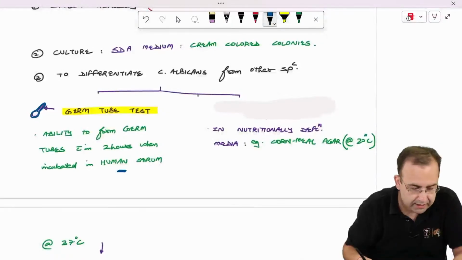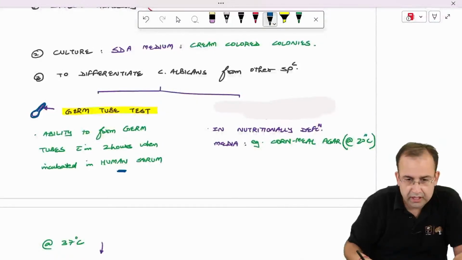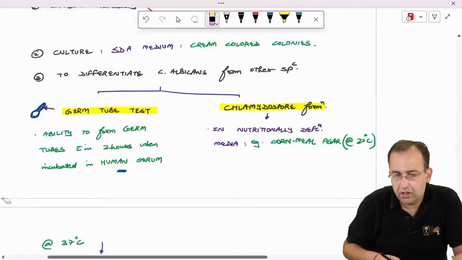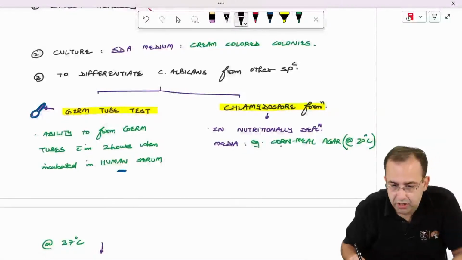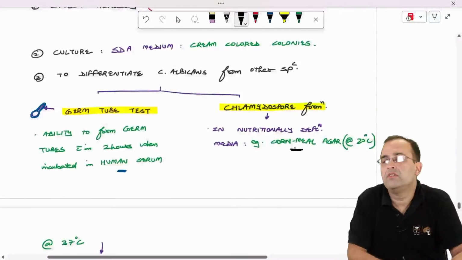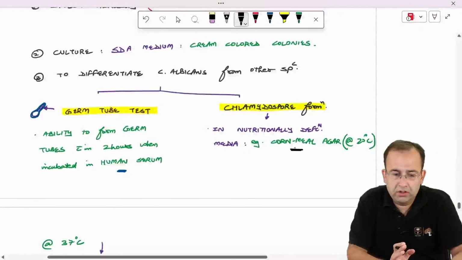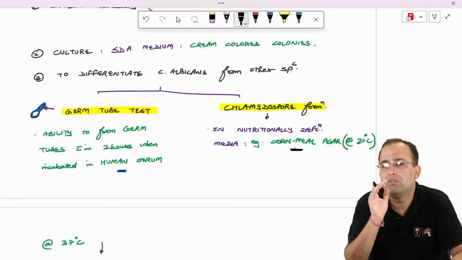Whereas the next is the chlamydospore formation, in which nutritionally deficient media, that is the corn meal agar, is used. That is to differentiate Candida albicans from other species.